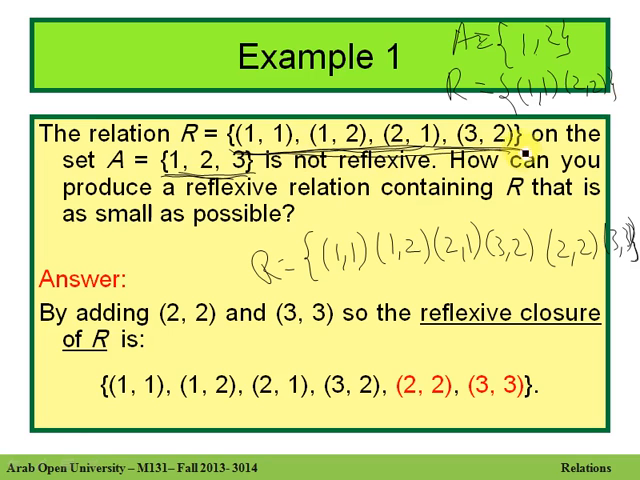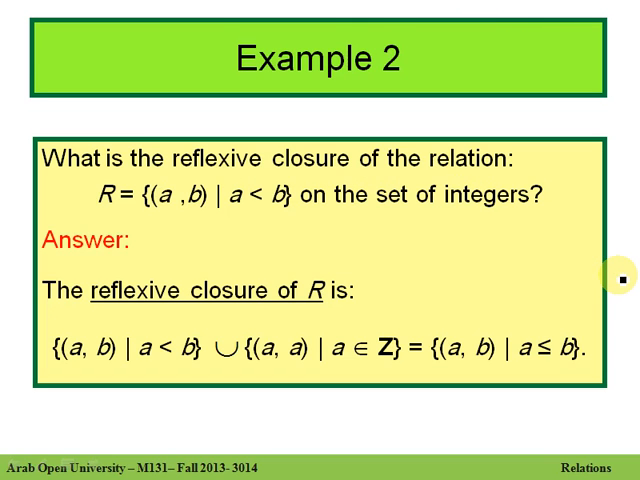This set does not have 2 2 and 3 3. From this set, there is missing 2 2 and 3 3. So you add this to make this the reflexive closure.